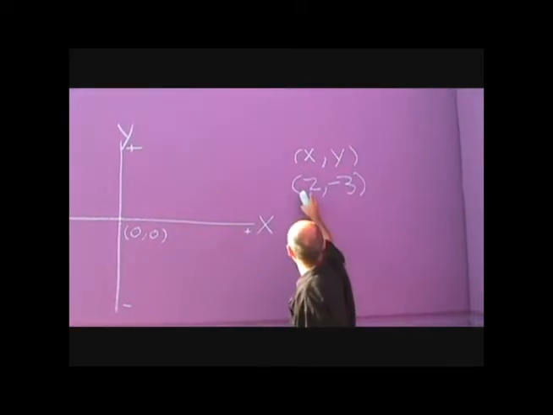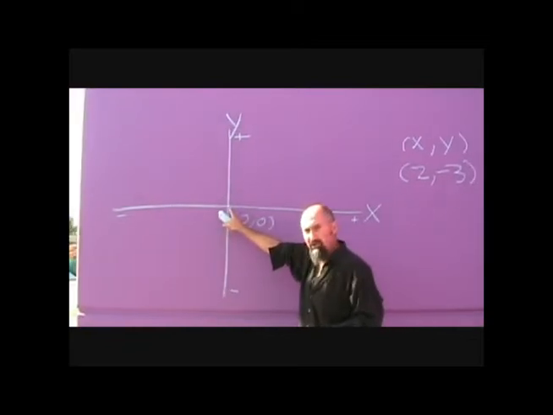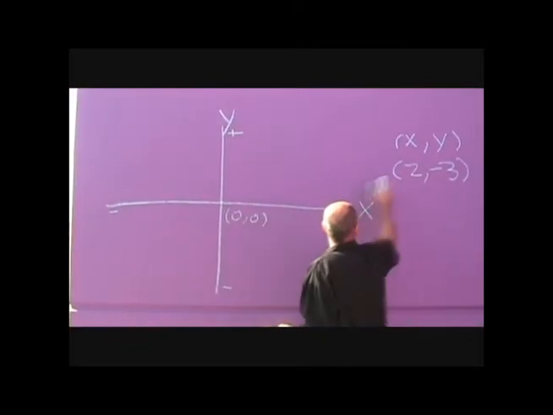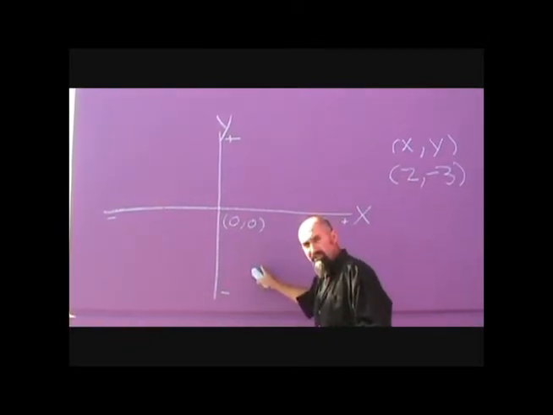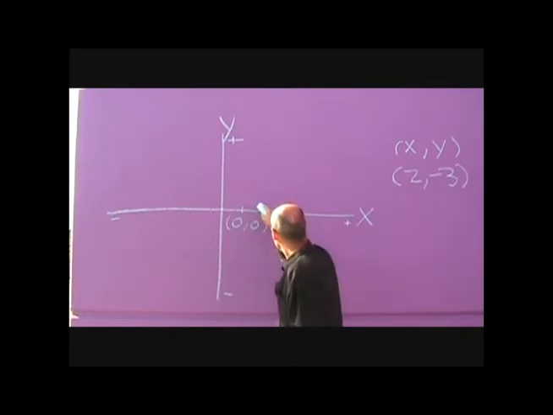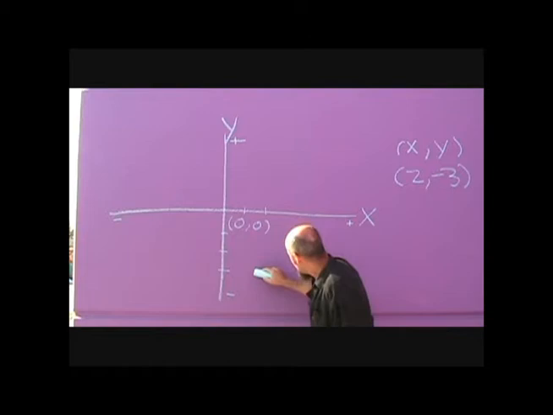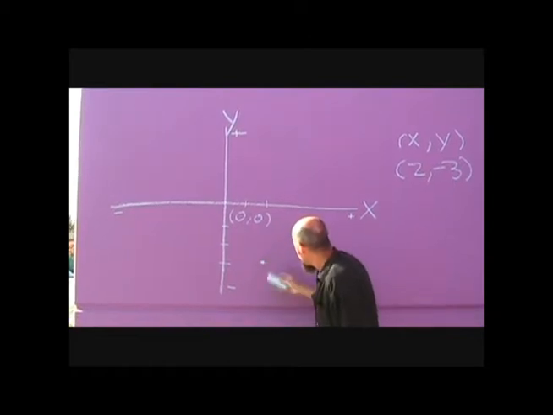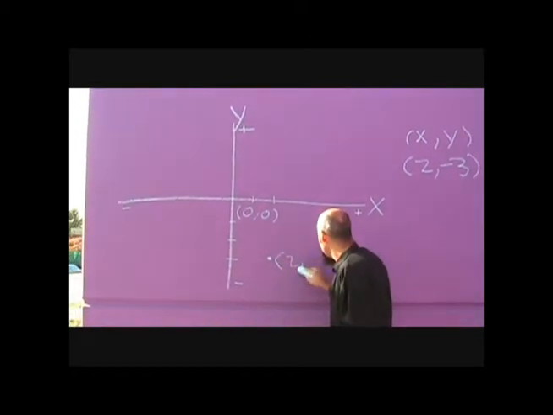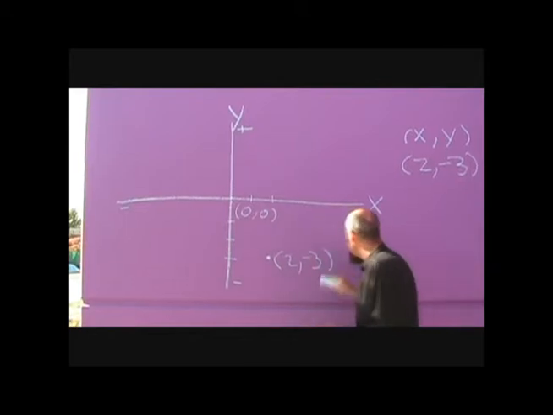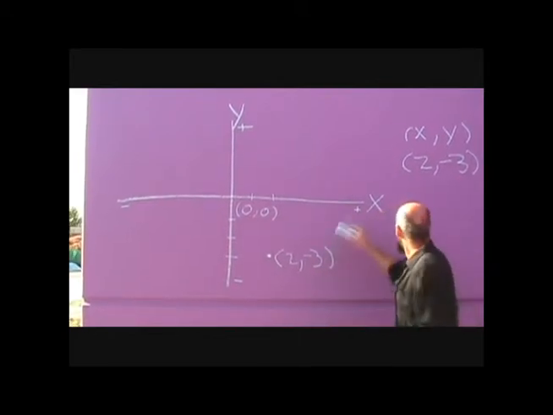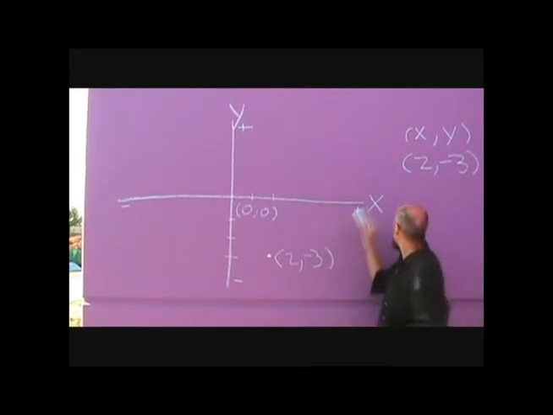So what you're going to do is go from 0, 0, 2 units this way, and you're going to go negative 3, which is 3 down. So you're going to go 1, 2, 1, 2, 3. So at the crosshairs, where you reach is going to be 2 and negative 3. Okay, and you can do this coordinate system on any points that they give you.